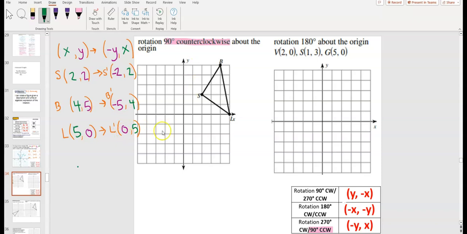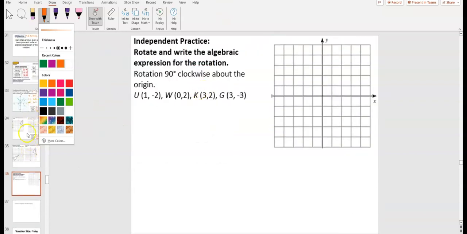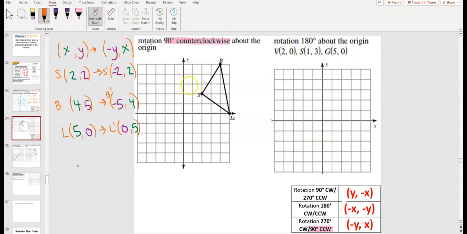Now what I have to do is graph these points on my coordinate plane so that I can see that 90-degree rotation. Because we know we're going 90 degrees counterclockwise, my new shape will be in this next quadrant here, quadrant 2. Okay, so I am going to graph them.